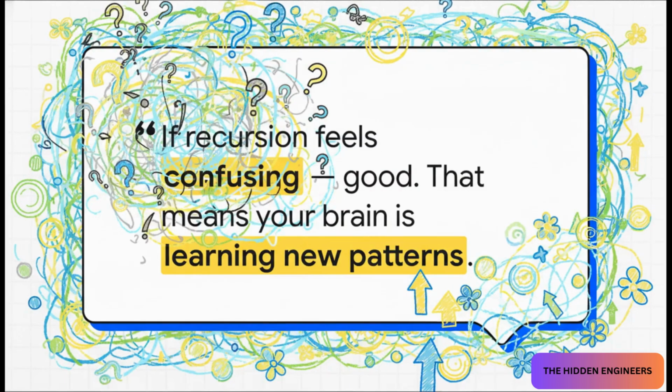And I want to leave you with one last idea. If, after all this, recursion still feels a little fuzzy or a little confusing, good. Seriously, that's a great sign. It means your brain is forging new connections, learning a fundamentally new way to think. That feeling of discomfort isn't failure. It's the feeling of your brain getting stronger. It's the feeling of growth.